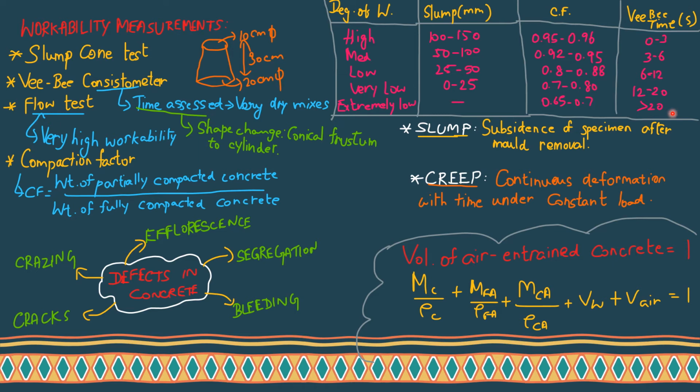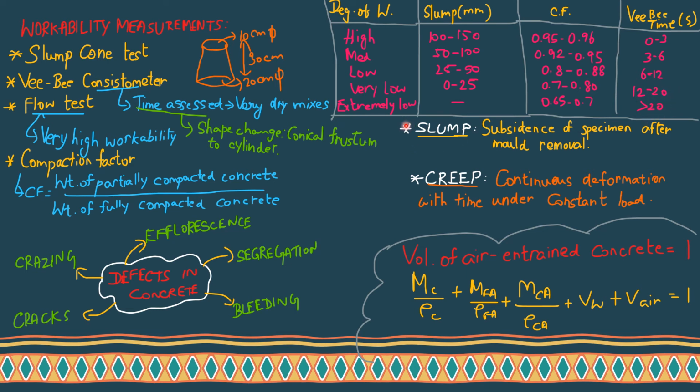Also, this is a table that needs to be remembered for the slump, degree of workability, slump value, compaction factor, VB time in seconds. For high, medium, low, very low, extremely low, the slump values are 100 to 150, 50 to 100, 25 to 50, 0 to 25 and nil. The compaction factor is 0.95 to 0.96, 0.92 to 0.95, 0.8 to 0.88, 0.7 to 0.8, 0.65 to 0.7. The VB values are 0 to 3 seconds, 3 to 6 seconds, 6 to 12 seconds, 12 to 20 seconds and greater than 20 seconds.